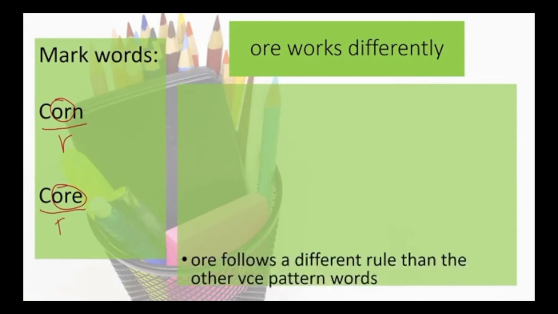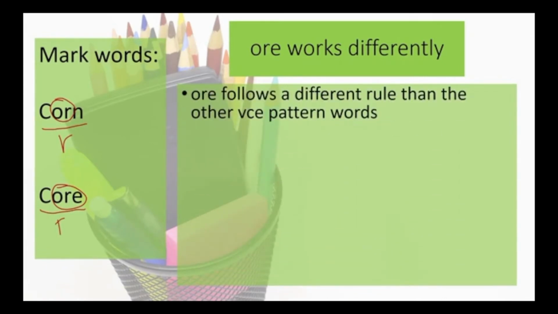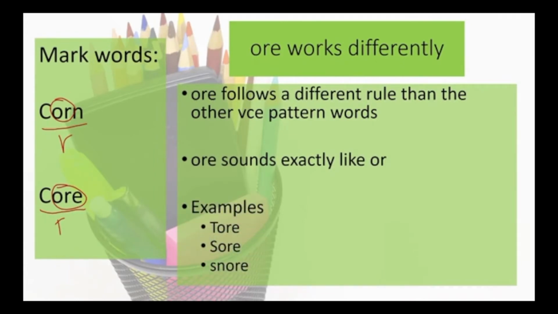So what's important to note is that ORE follows a different rule than the other VCE pattern words. In this case, ORE sounds exactly like OR. Some examples are words like tour, soar, or snore. I would mark those the same way, making sure to recognize the R control in this word.